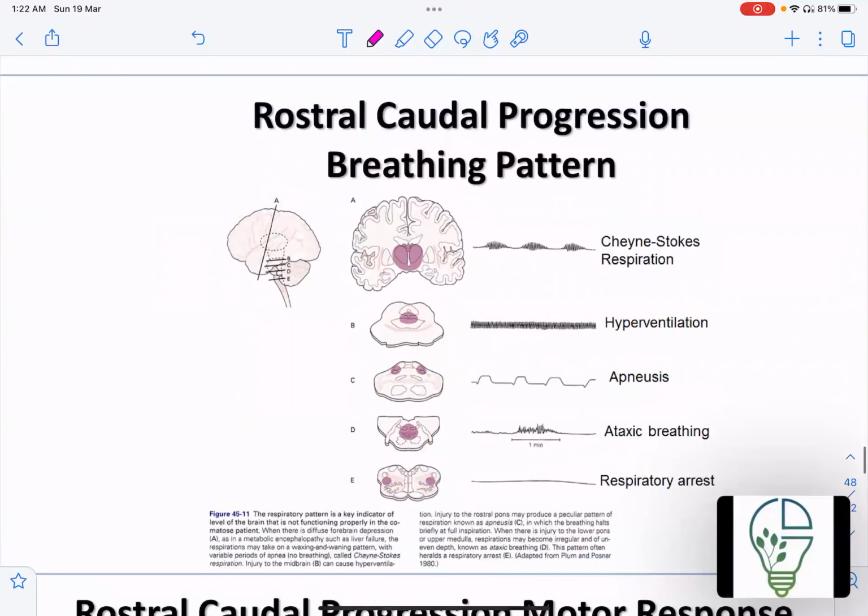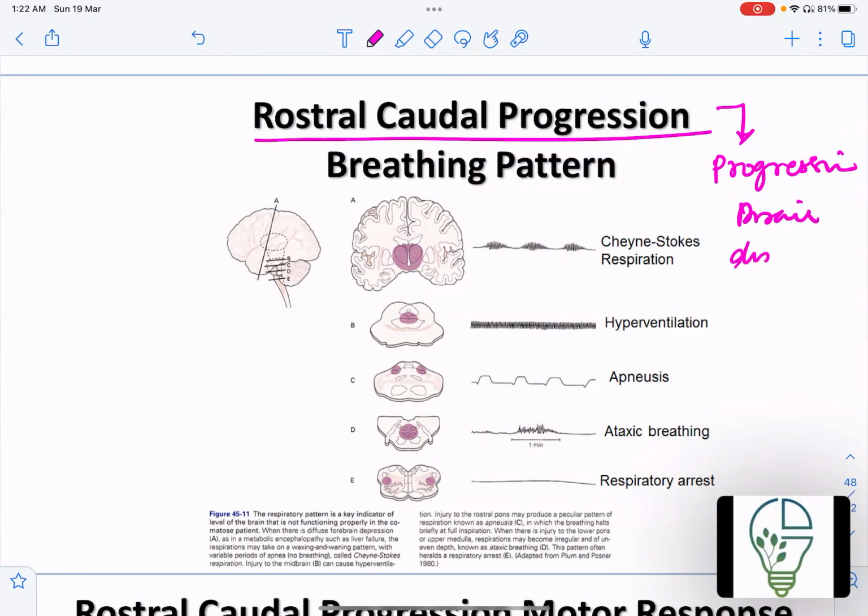Here, what do we mean by rostral caudal progression? This is nothing but progressive brain disease, meaning the brain impact that was already there and the disease that was already there, it's just progressing. So as you can see here, this is basically progressing and becoming worse by the second.